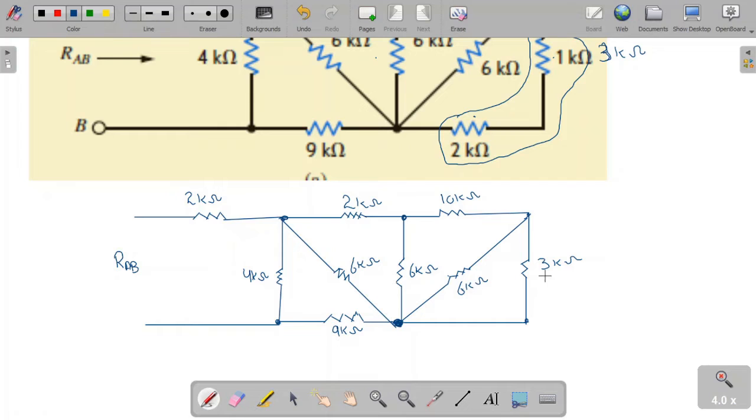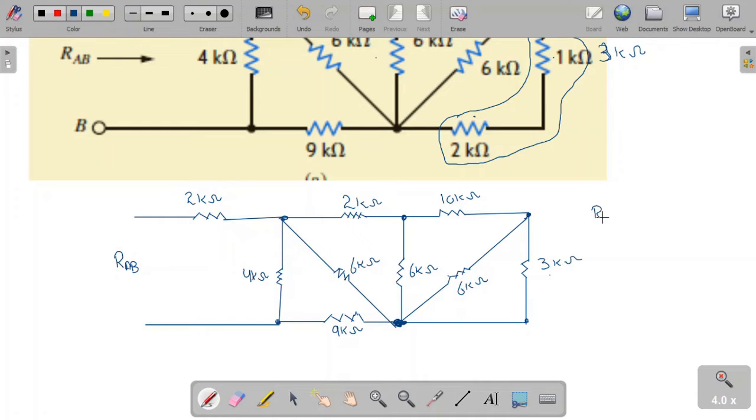Now let us look again. This resistor and this resistor, on one side they are connected to this node, and on the other side they are connected to this node, which means that these two resistors are in parallel. So these 3 kilo ohm and 6 kilo ohm resistors are in parallel. Now their equivalent resistance will be the parallel combination of these two.